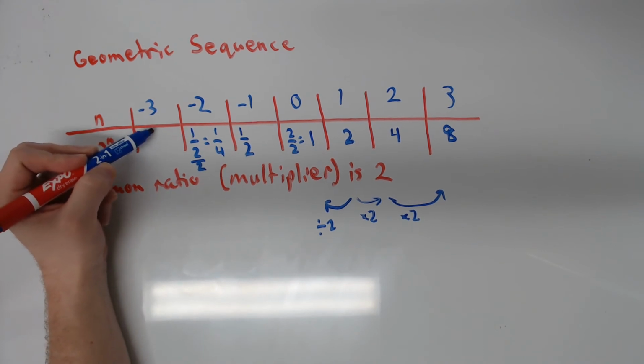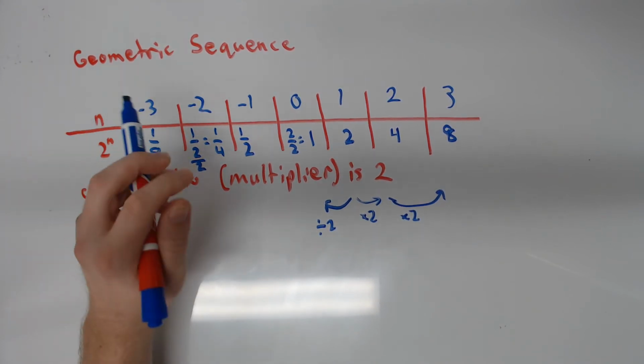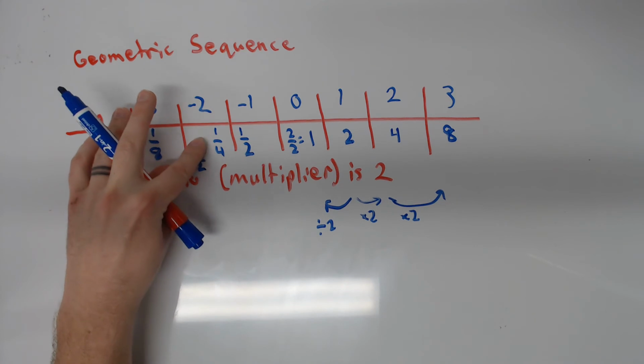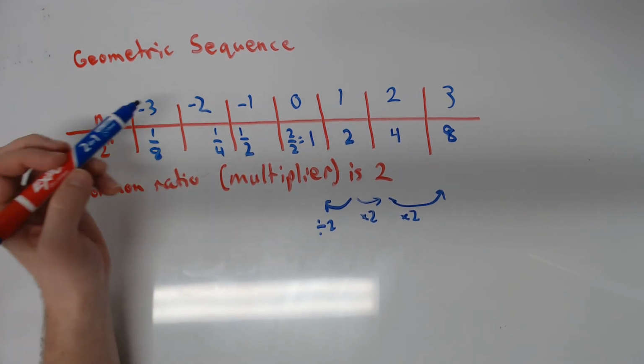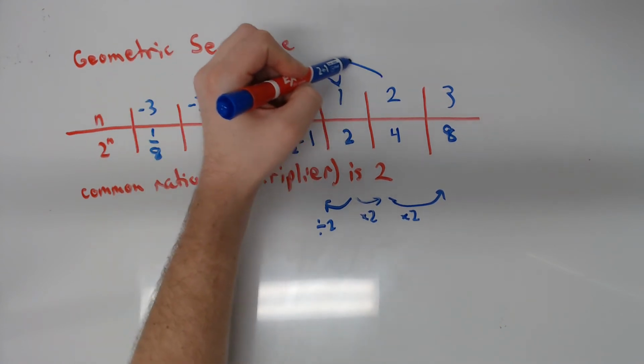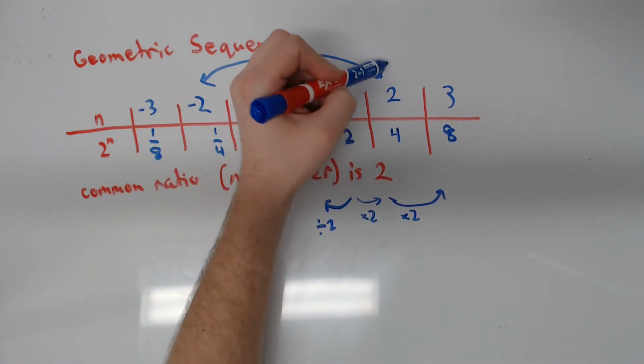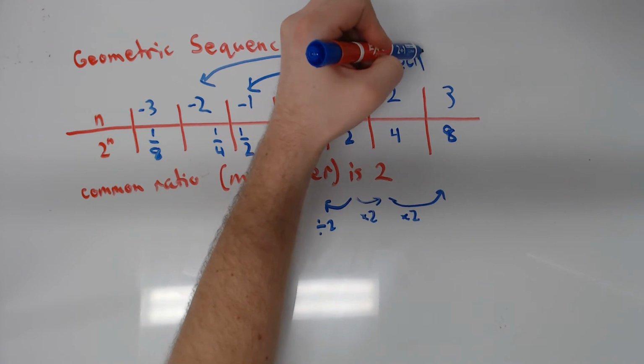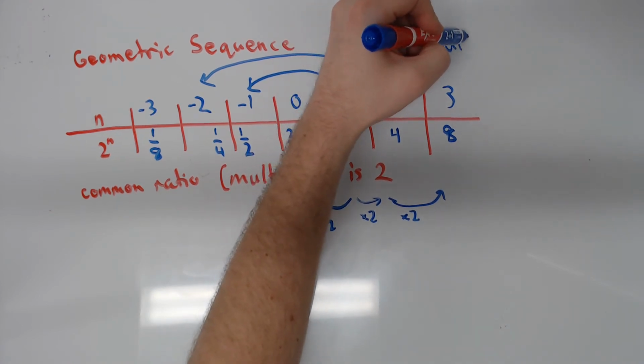And then 2 to the negative third is going to be 1/8. So now, dividing by 2 repeatedly actually gives us a reciprocal of the positive exponent. So these are always going to be reciprocals. And that's going to be another property.